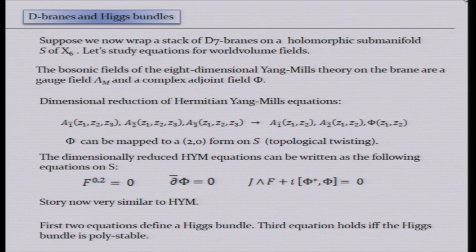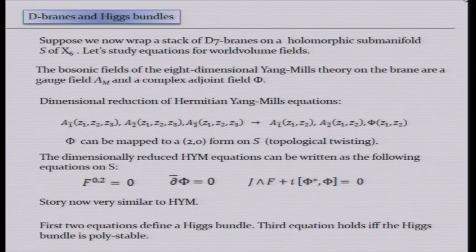Okay, now once these things are 2,0 forms, I can write these equations that I've written here. So the dimensionally reduced Hermitian Yang-Mills equations, there's now a set of equations on S, the surface on which this D7 brane is wrapped. So it says that F^{0,2} vanishes, phi has to be holomorphic. And then there's this condition. This comes from the reduction of the Kähler trace. Remember, g^{i j bar} F_{i j bar} in the heterotic string. If you reduce that, you get this equation. This is basically g^{i j bar} F_{i j bar}, and you get a commutator [phi, phi bar] term.